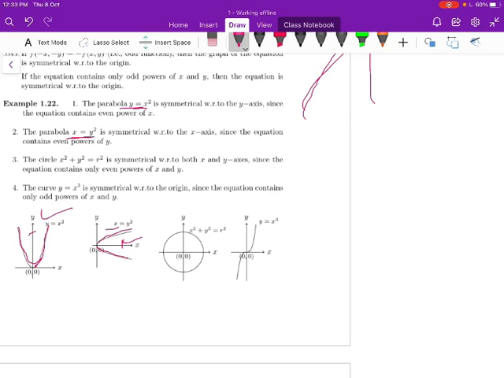You can observe this circle, x square plus y square is equal to r square. This equation has even powers of x and y. Therefore the curve is symmetric about both x and y axis. If I consider the y-axis as the axis of symmetry, this region is the same as this region. If I consider the x-axis as the axis of symmetry, this region is the same as this region, therefore the curve is symmetric about the x-axis also. This equation has even powers of both x and y, therefore the curve is symmetric about both x and y axis.